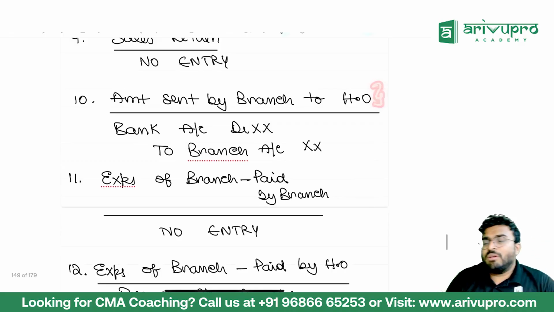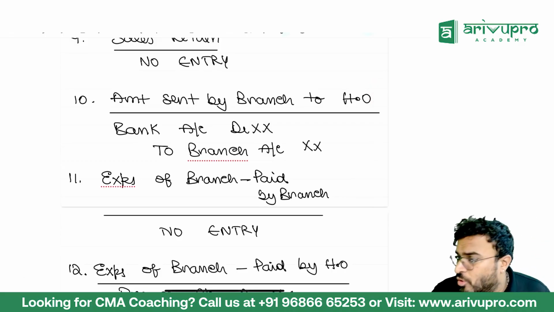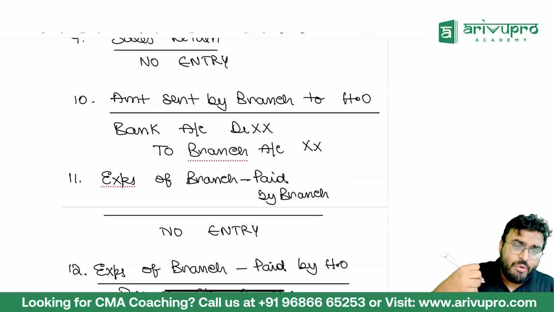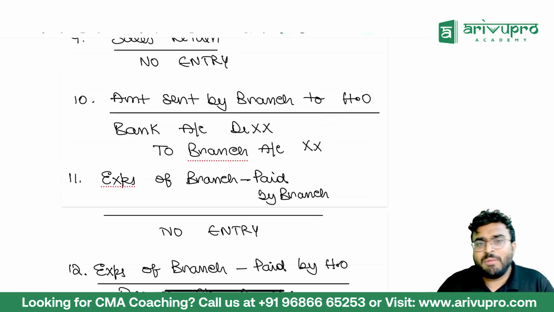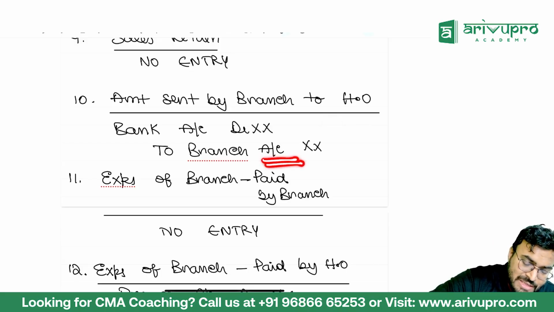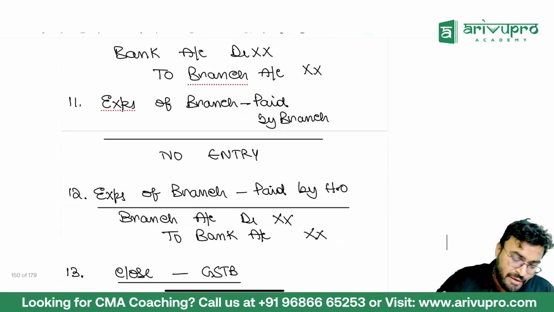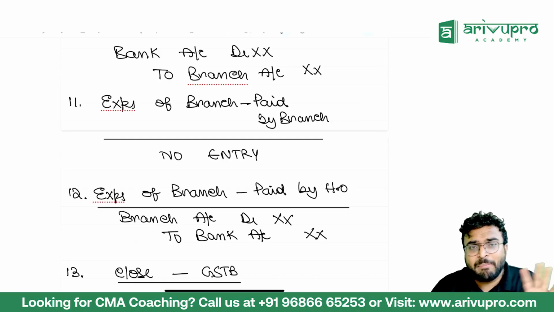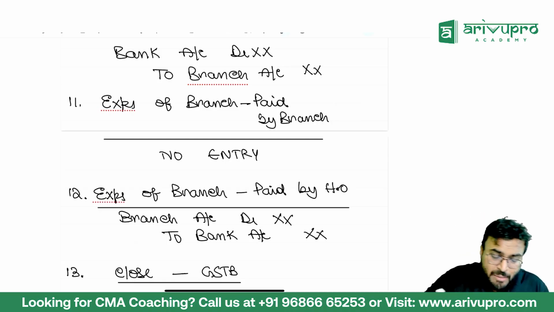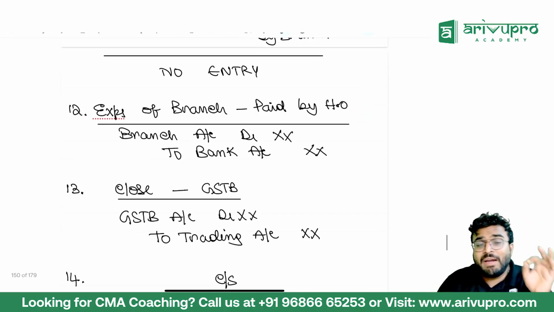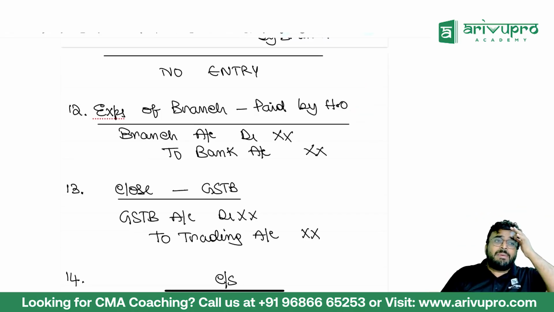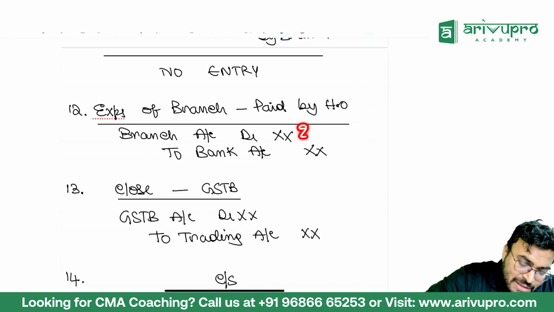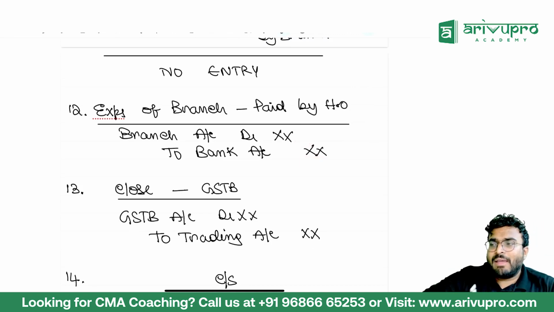Amount sent to branch. When they get the money, if they send the amount to head office, that time there is an entry. What should be the entry? Bank account debited to branch account. Bank account is debited because money comes. Branch has given me the money, so branch account is credited. Expenses of branch paid by branch only: no entry because we are not involved. Expenses of branch paid by head office: branch account is debited to bank account.